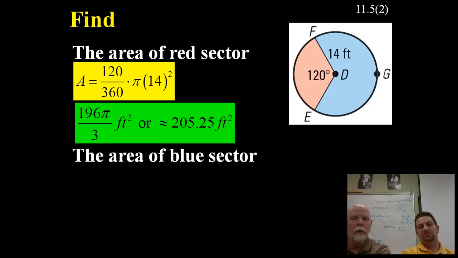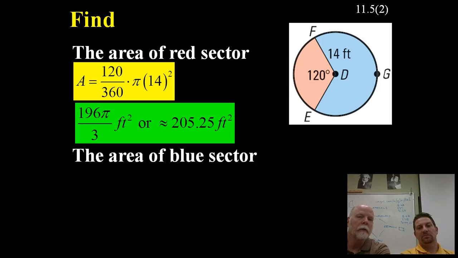So again, it's just finding the area of the whole circle, multiply it by the fraction of the circle that you have. Okay. What about the area of the blue sector? Well, you could do that a couple different ways. You could either find the area of the whole circle and then subtract out the pink part, the red part that we just found.